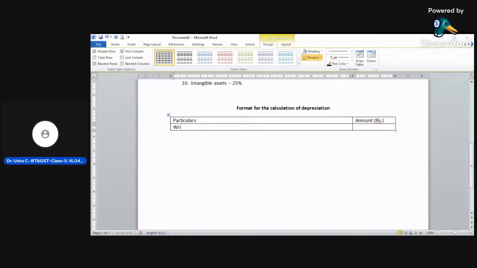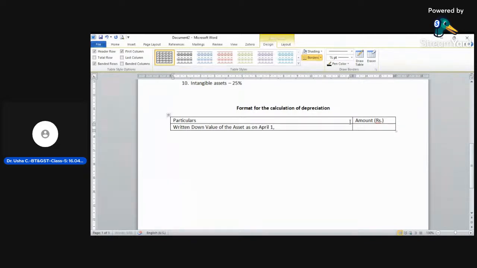Straight line method of depreciation is not allowed as per the Income Tax Act. Okay, so the first one is, it's visible, correct? Written down value of the asset as on 1st April, for the assessment year.